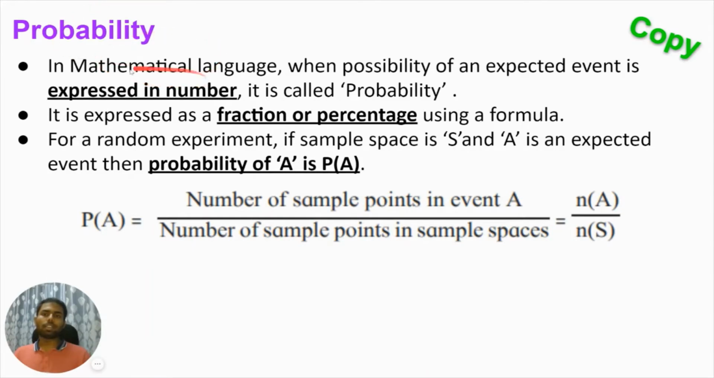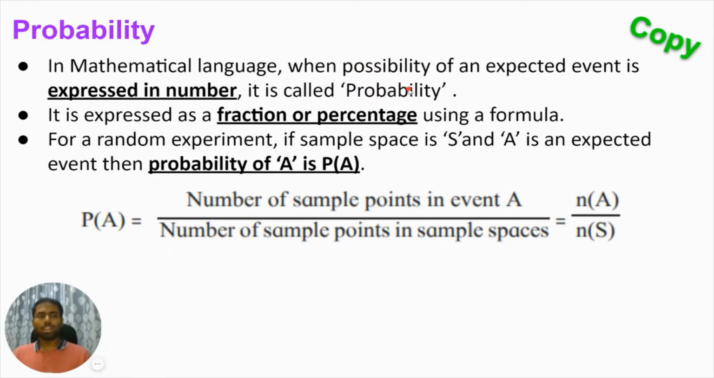But in mathematical language, when the possibility of an expected event is expressed in numbers, then it is called probability. Okay, मैथ्स में जब तक तुम नंबर नहीं देते किसी भी चीज को तब तक वो यूजफुल नहीं होता, right? So whenever you give possibilities a number in mathematical language, it will be called probability.